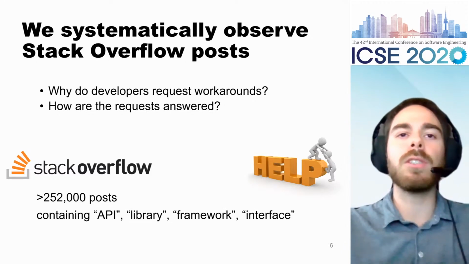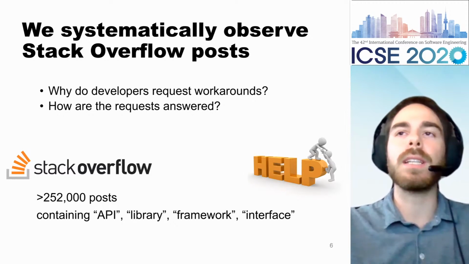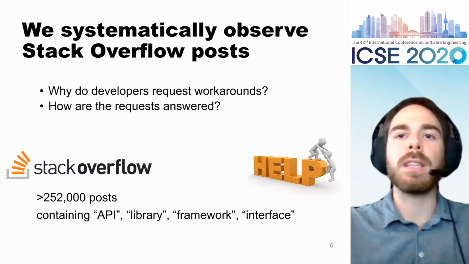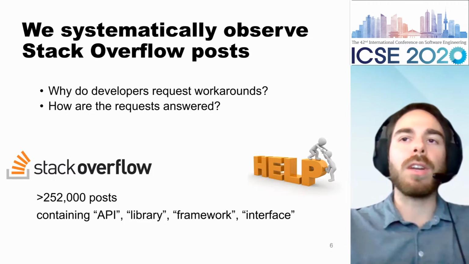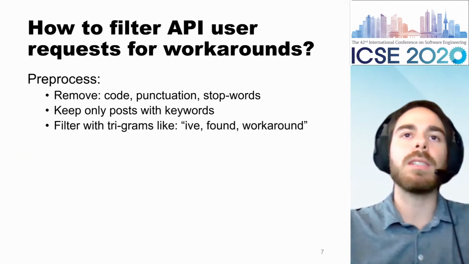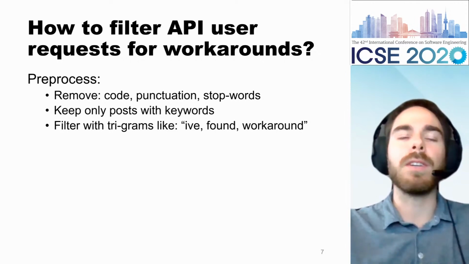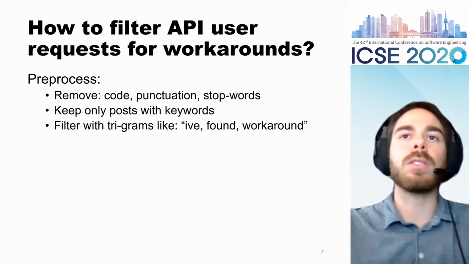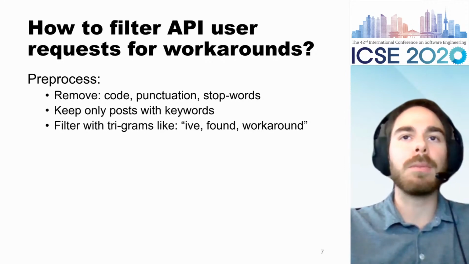So we first filtered by just keywords like API, library, framework, and interface, and there were still over 250,000 posts there. So that's very hard to manually observe, right? So we pre-processed some of these using simple means that can be replicated. So if other people want to replicate our steps, it should be very simple to do. We removed code, punctuation, stop words, very traditional NLP things. We keep only the posts with the keywords I mentioned before, so API, library, that kind of stuff.